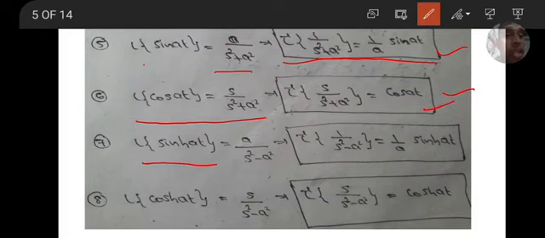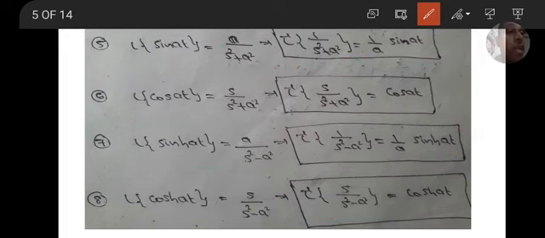L of sin h of at equal to a by s square minus a square. That is L inverse of 1 by s square minus a square equal to 1 by a sin h of at. L of cos h of at equal to s by s square minus a square. That implies L inverse of s by s square minus a square equal to cos h of at. These are the inverse Laplace transform formulas.